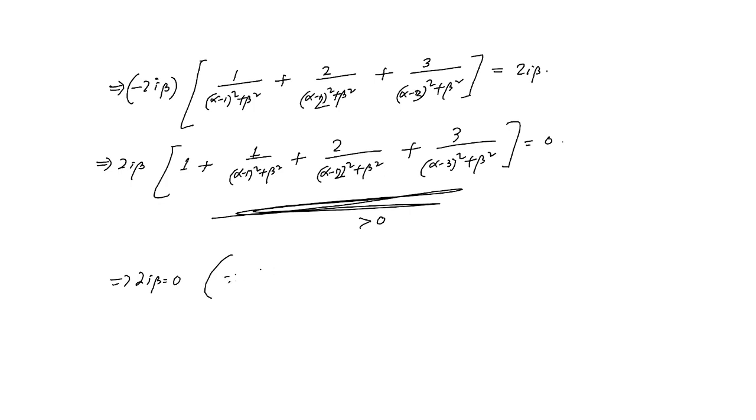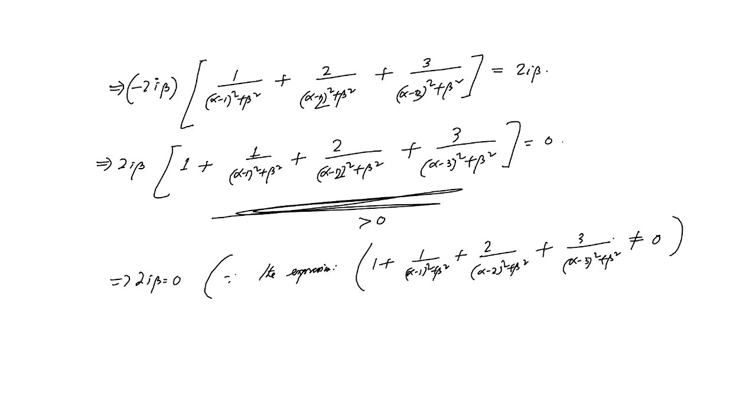Since the expression within the bracket, 1 plus 1 by (alpha minus 1) whole square plus beta square, plus 2 by (alpha minus 2) whole square plus beta square, plus 3 by (alpha minus 3) whole square plus beta square, is in fact strictly greater than 1, this is a non-zero quantity. So 2 i beta equals 0. So that means beta equals 0.